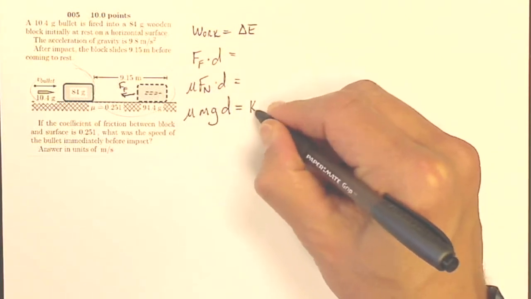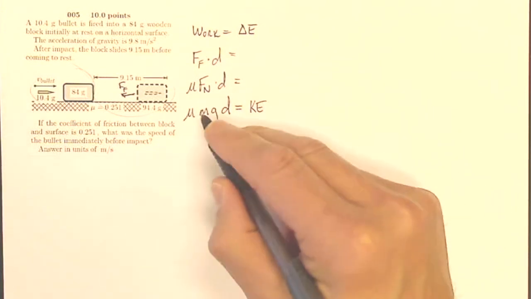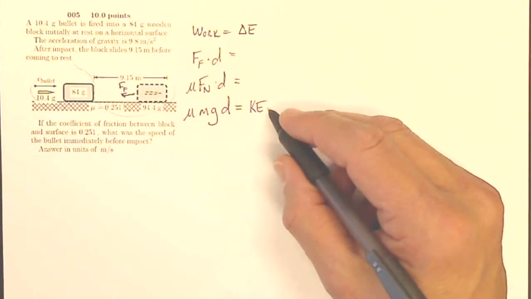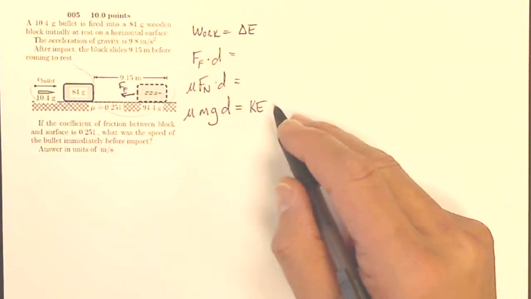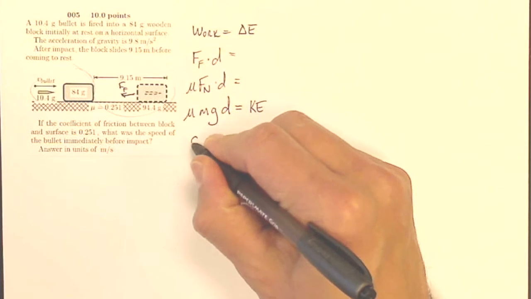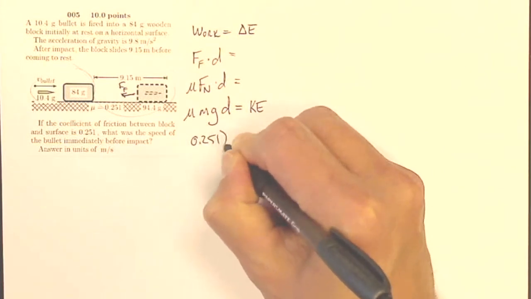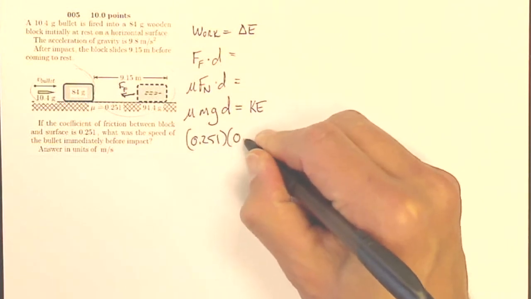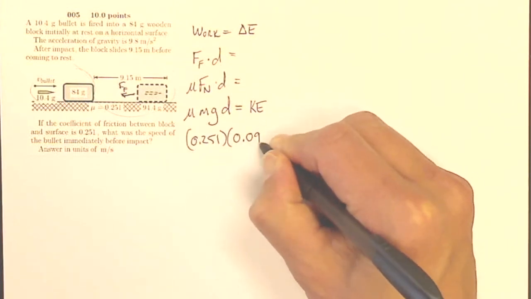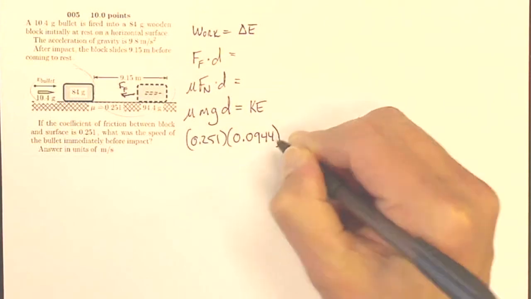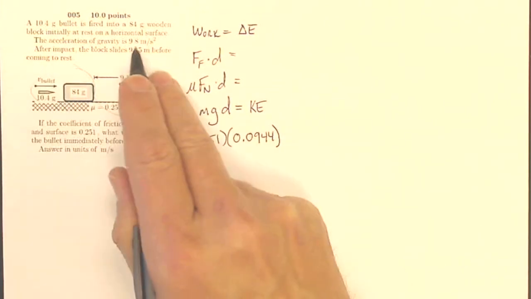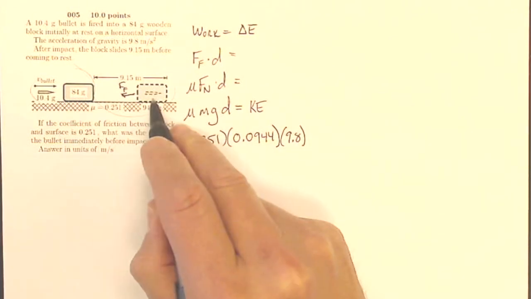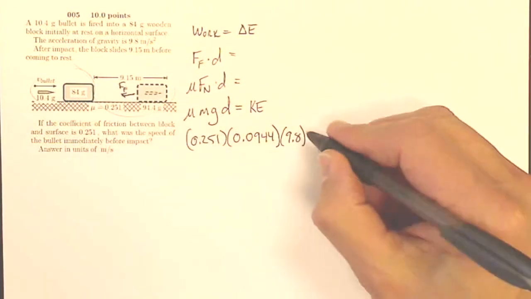Well, that's going to be how much kinetic energy it used to have before it went slamming in. So kinetic energy is going to be 1/2 mv squared. So I could try to cancel out some things, but I'm just going to throw this in. So I've got 0.251 is my mu. My mass is 94.4 grams, so that's 0.0944 kilograms. Gravity is 9.8. And the distance this block slides is 9.15 meters.